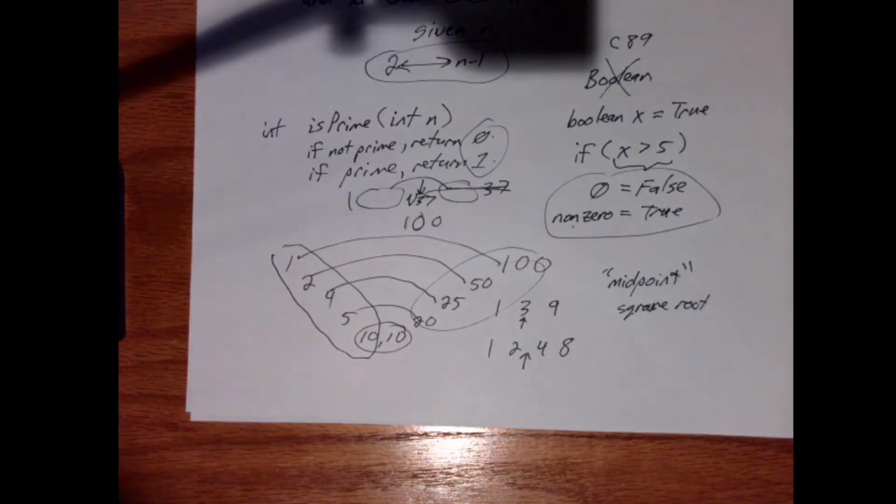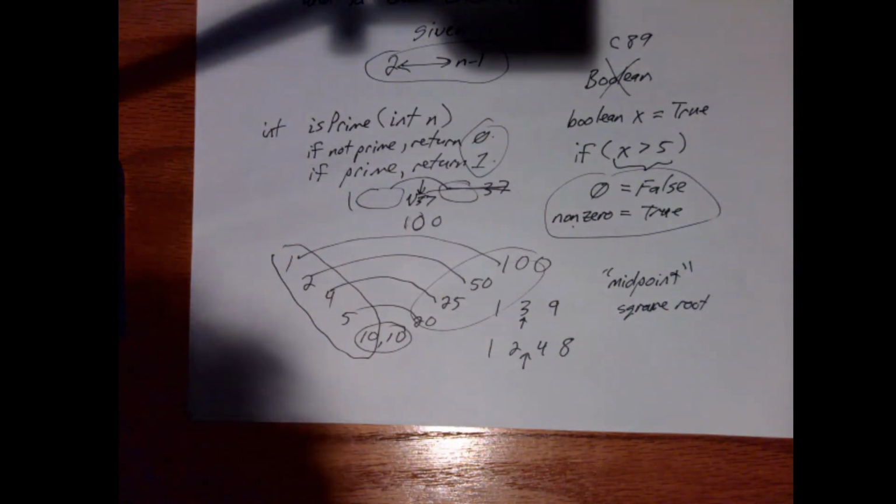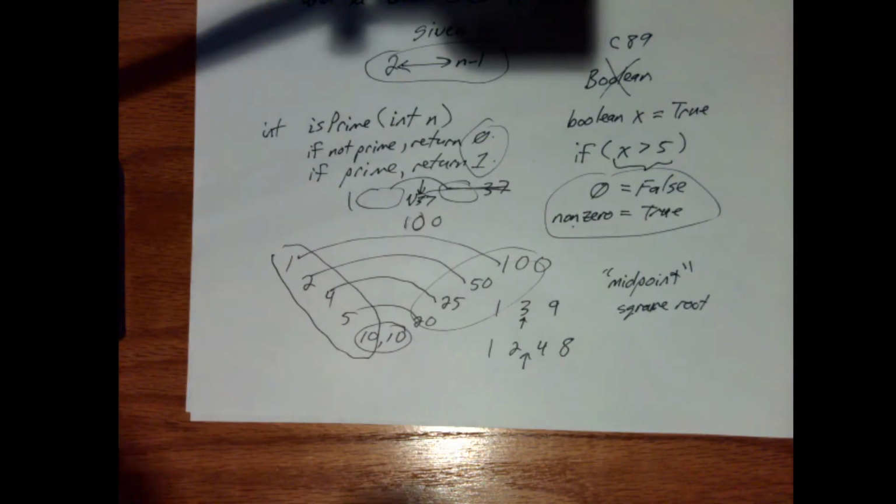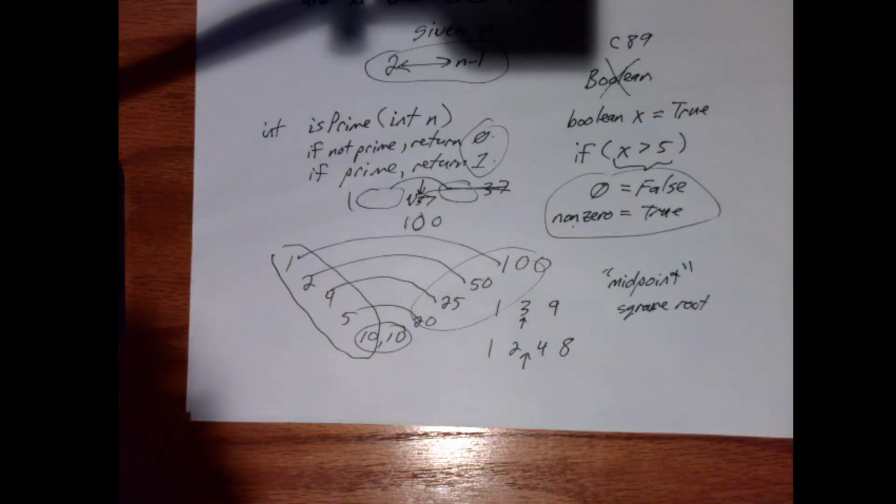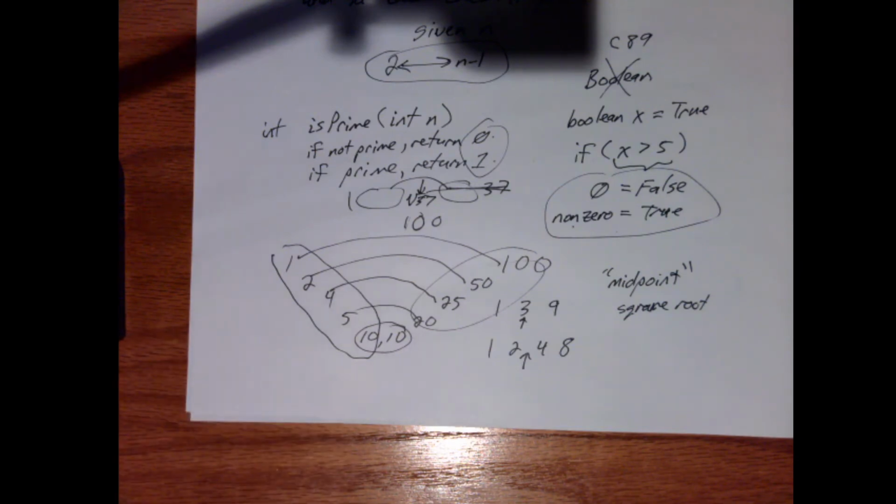Another way to make your program more efficient would be to realize that you could check to see if they're asking if 2 is prime and say, yes, 2 is prime. Then after that, only generate the numbers from 3 to n minus 1 in multiples of 2. So only check the odd numbers because 2 is the only even prime number.